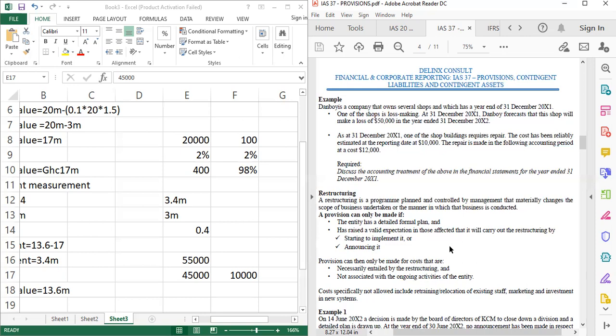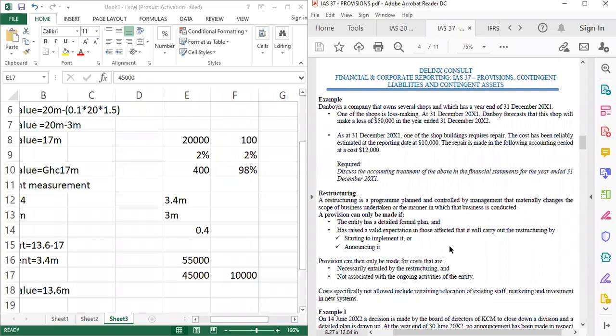You should have a detailed plan and also communicate your plan to those who are affected. You can also start announcing it or starting to implement it. That is the only thing, because of the cost that you are going to incur for terminating your lease, if you have a lease with any company. You are going to pay lease termination cost. That is a necessary cost that you are going to pay, so you have to make provision for it.